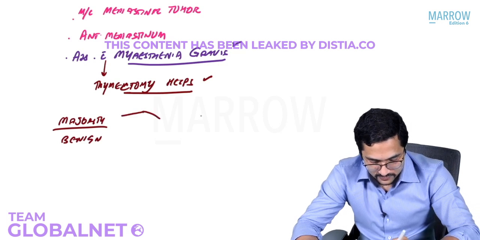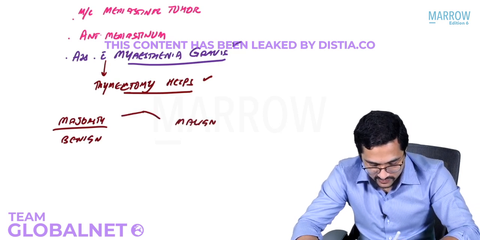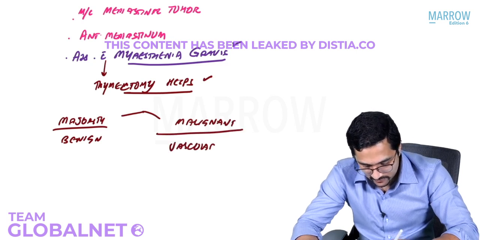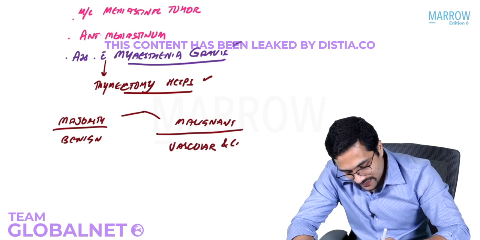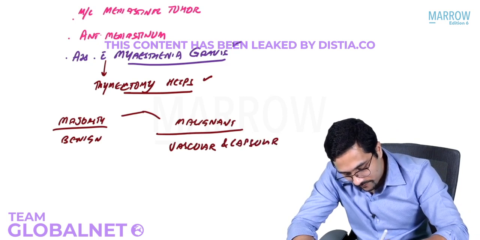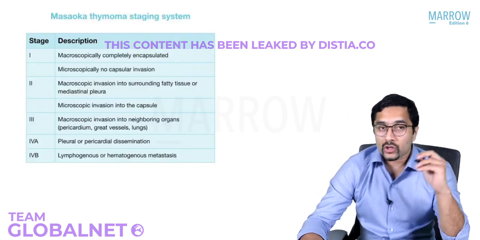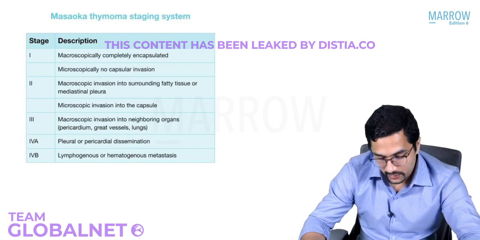But if there is vascular or capsular invasion, then they can have malignant thymomas as well. So, vascular and capsular invasion can give rise to malignant thymomas. And you should know the Masaoka staging for thymomas.